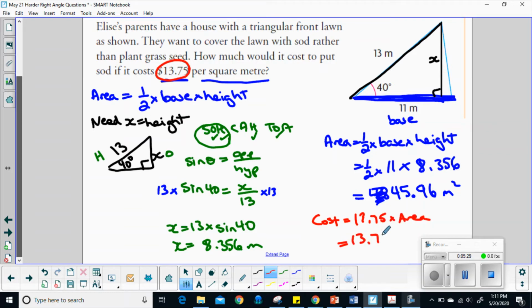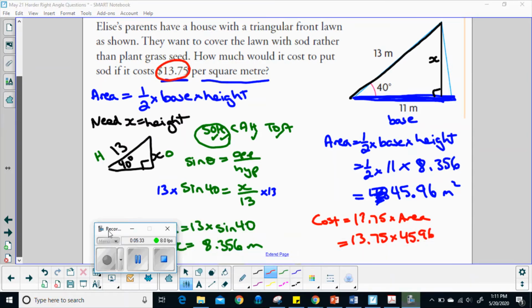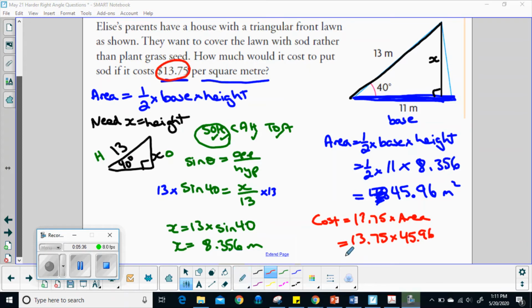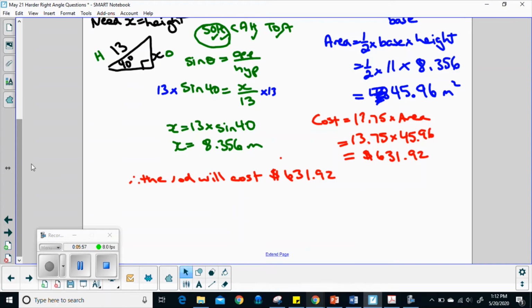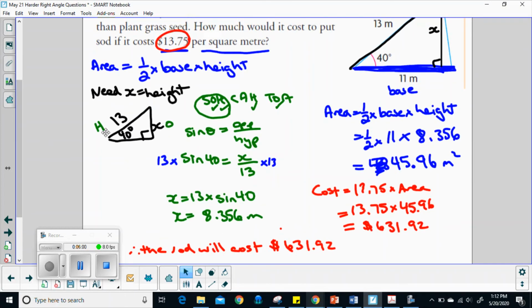So it's 13.75 times 45.96. Throw that all in your calculator and you get a final cost of $631.92. So therefore, the sod will cost $631.92. So let's make sure you measure correctly. If this happens to you in real life, which it definitely can, measure correctly and calculate correctly.